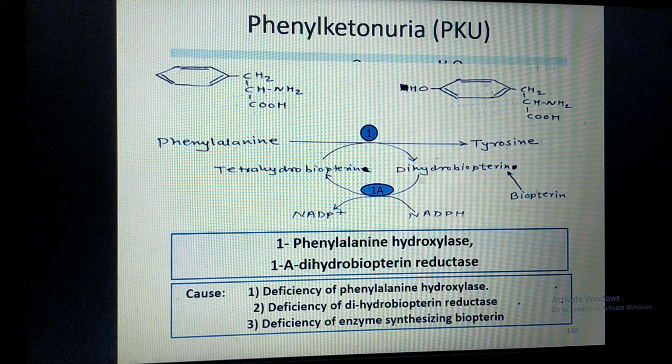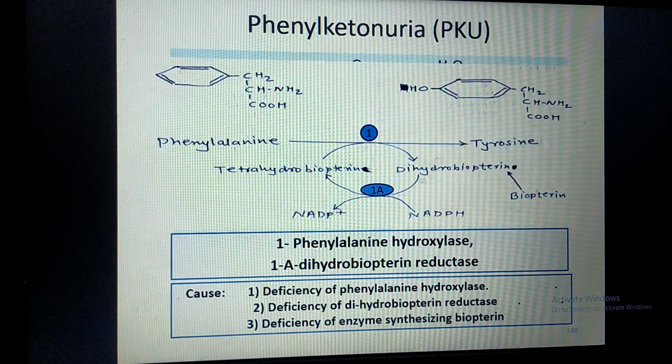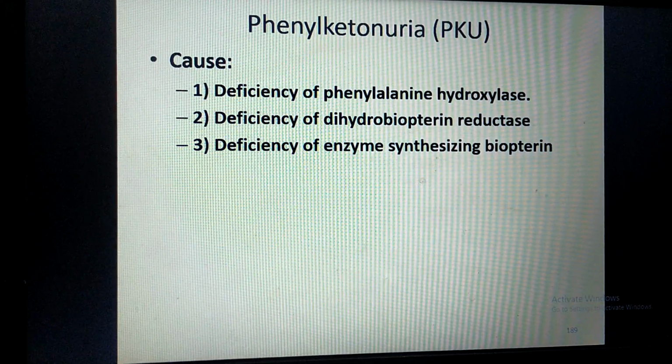the enzyme synthesizing the biopterin. So I have told you that dihydrobiopterin is synthesized from biopterin, and that is converted into tetrahydrobiopterin, which is a coenzyme. So if this biopterin is not synthesized due to deficiency of enzymes, then the rate of this reaction decreases, which leads to accumulation of phenylalanine in the cells, leading to a disease called phenylketonuria. So these are the three causes of phenylketonuria. It is mentioned here.